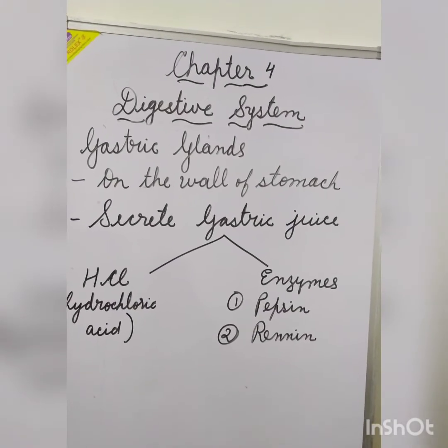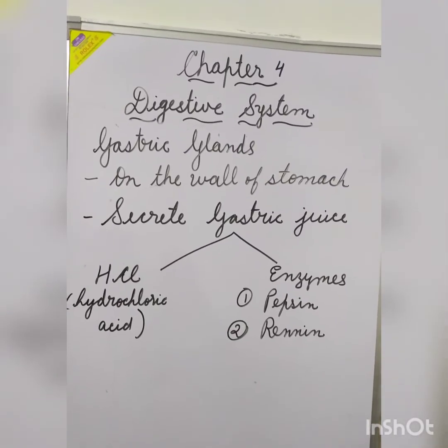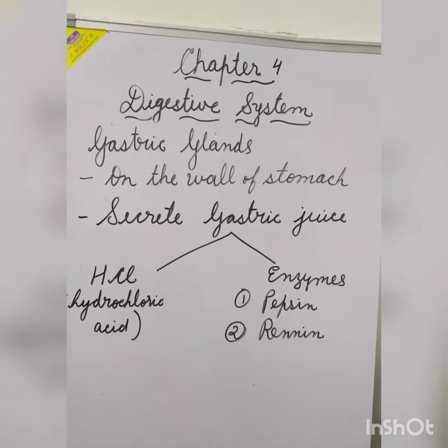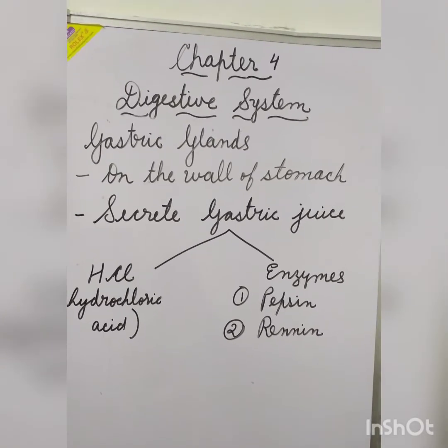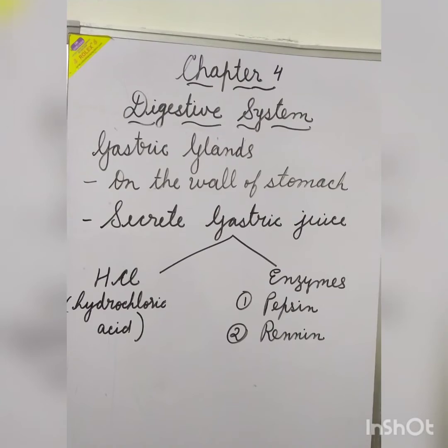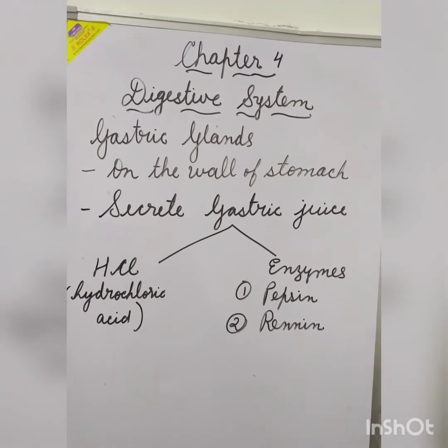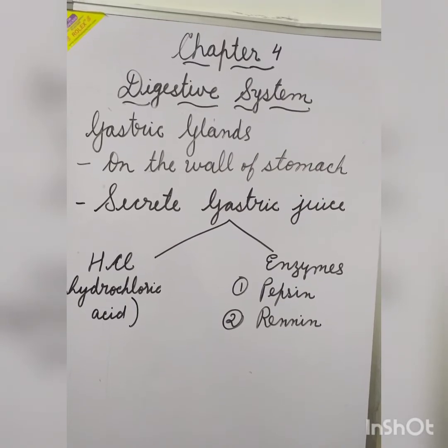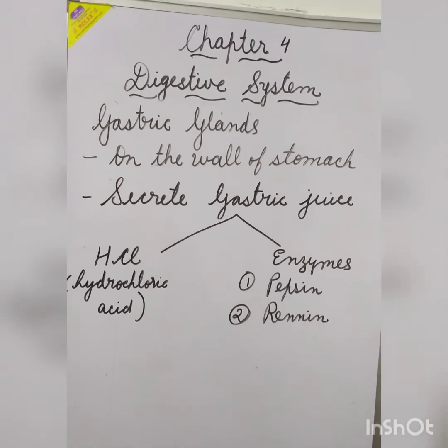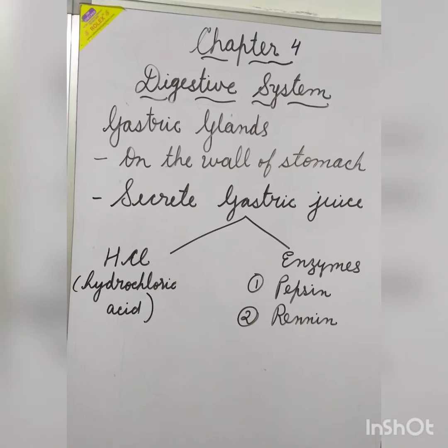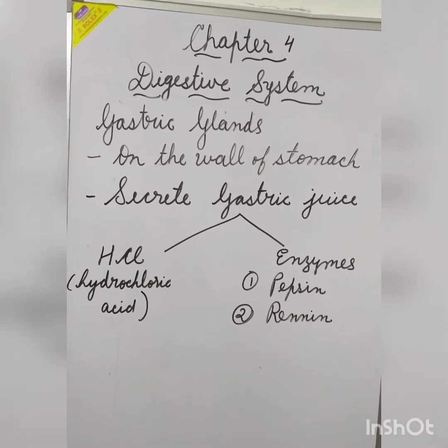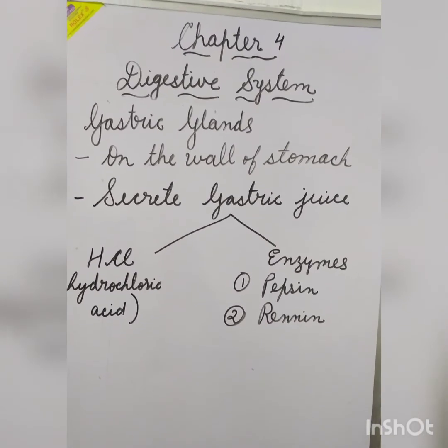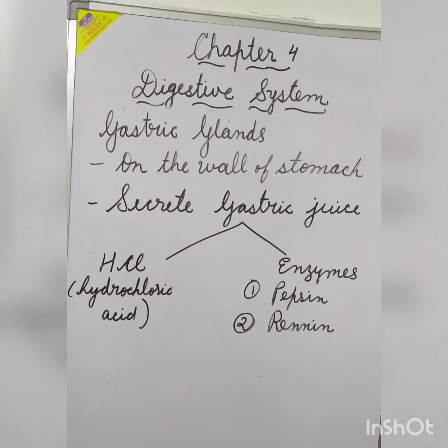Gastric glands. These are numerous in number and found on the wall of the stomach. They secrete gastric juice, which contains hydrochloric acid and 2 enzymes, pepsin and renin. Hydrochloric acid kills the germs which are present in the food, and the enzymes pepsin and renin help in the digestion of protein. Thank you.